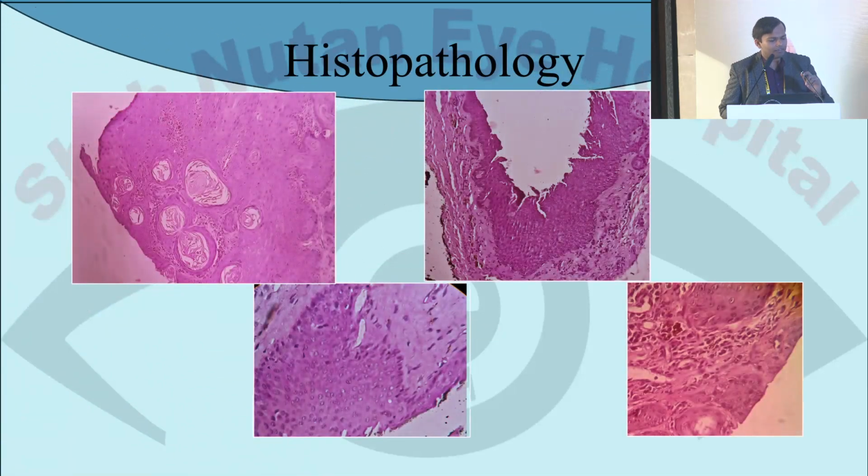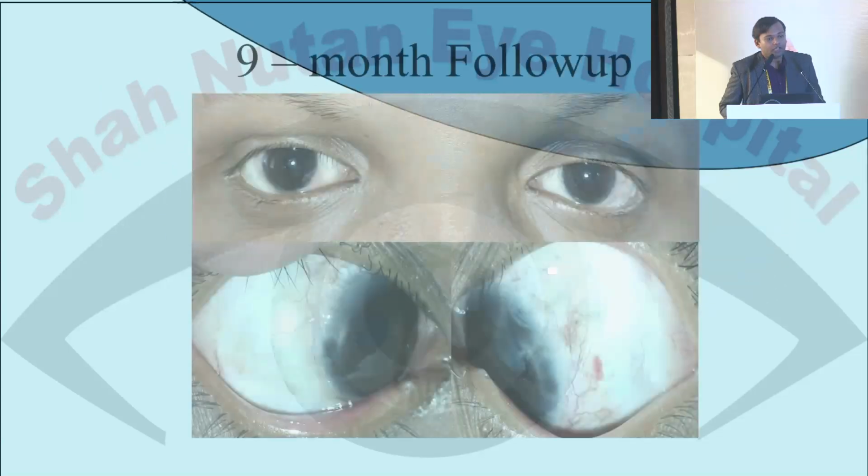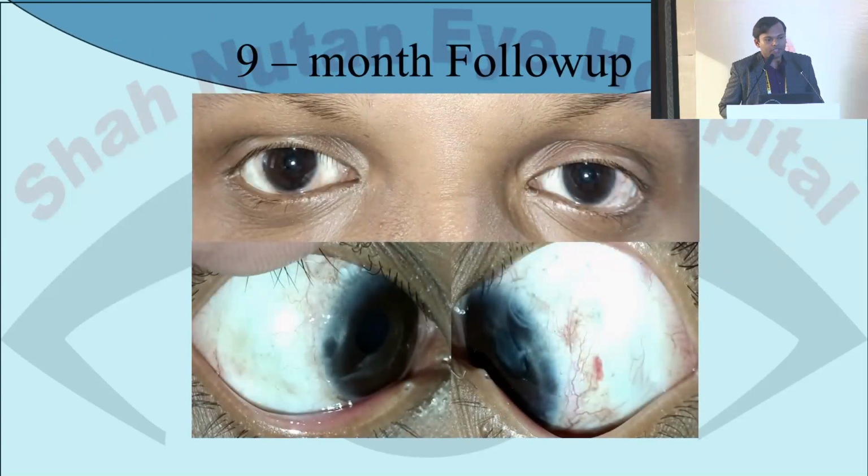The histopathology was as shown. We can see that the basement membrane is intact at all points, but there are neoplastic cells in clusters forming squamous keratin pearls, suggestive of an OSSN. Finally, at 9 months, this is the patient. He has a healthy limbus, healthy surface, and he has 6/6, that is 20/20 vision, preserved vision, and the astigmatism has also significantly come down.